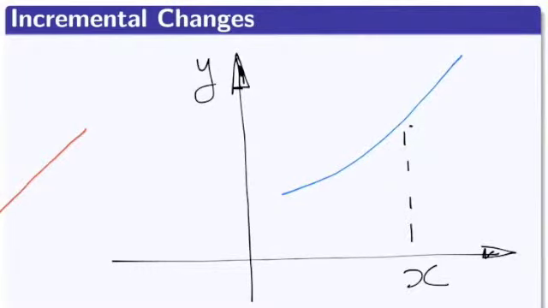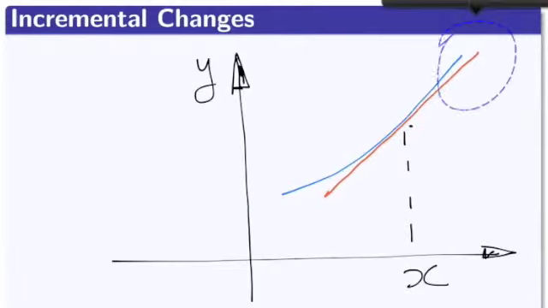Determining incremental changes is another application of differentiation. Consider y, which is a function of x. The curve that you see in blue is how y relates to x. Now let's draw a tangent to this curve at point x. So the red line is a tangent to the curve y at a specific point x.